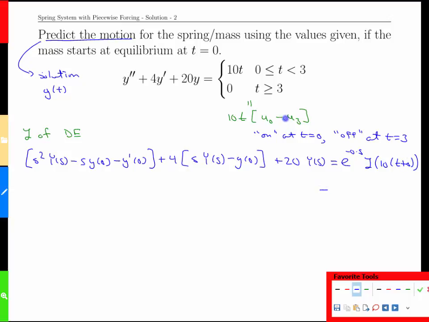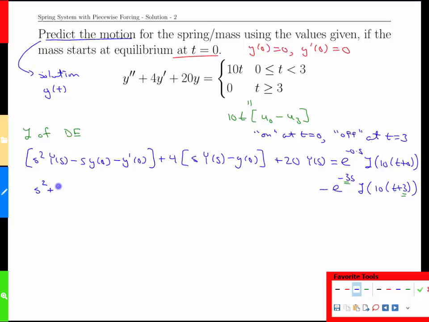And then we're going to subtract, negative sign out front here, e to the negative 3s times the Laplace of 10 times t plus 3. Again, that 3 and that 3 are the same, and they come from the 3 in the step function. Fortunately, in this scenario, the mass starts at equilibrium, so y of 0 equals 0, and it starts with no velocity, so that first derivative is also 0. So we simply get s squared plus 4s plus 20 times y of s on the left-hand side. And again, notice we should get the same polynomial that we had if we'd done the characteristic equation.